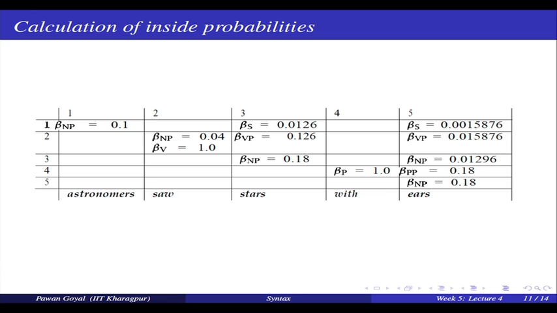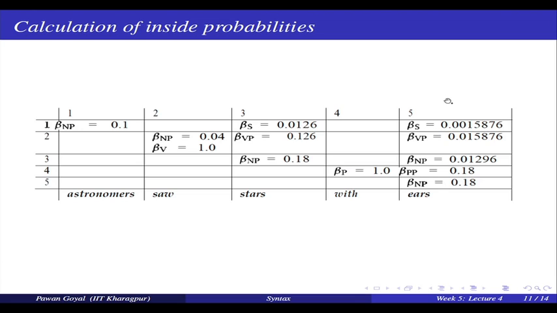Now if you see this table, you also get the answer for the second question: how do I find out the probability of my sentence? Use the inside probabilities and compute beta s for 1 to m, or 1 to 5 in this case. That will give you the probability of this whole sentence. So, this was about inside probabilities.